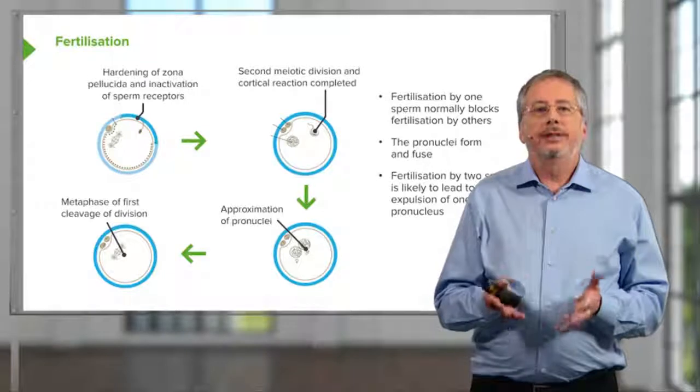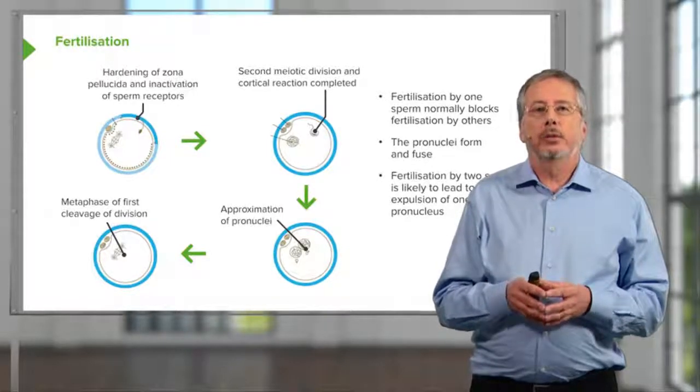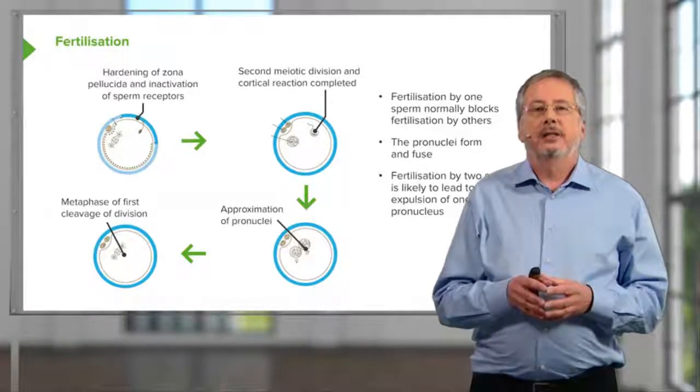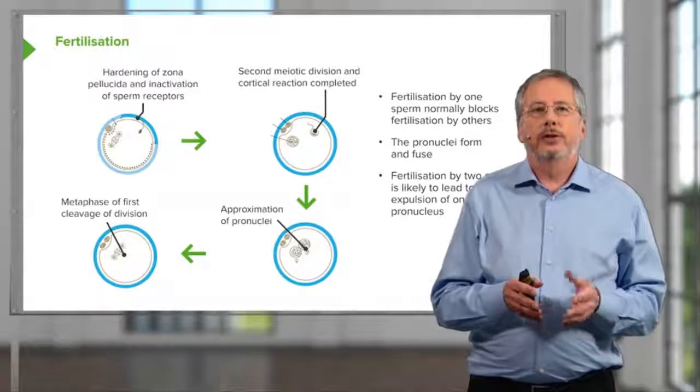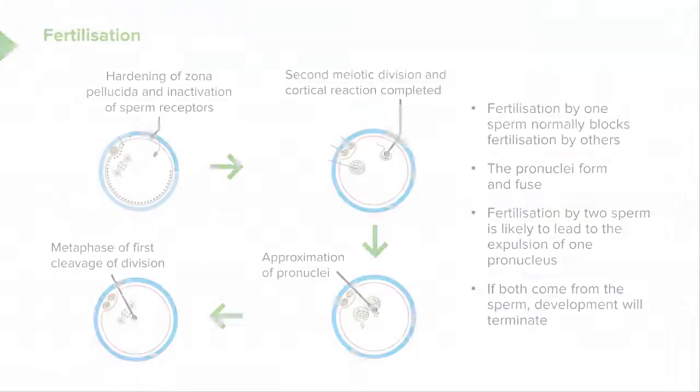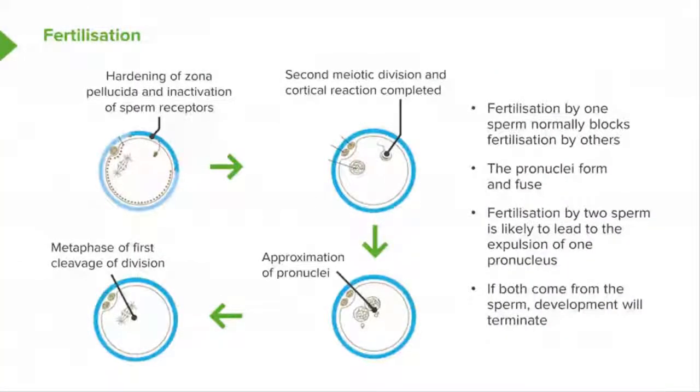And what will normally happen is that the egg will expel one set. And if the surviving set represent a sperm and an egg set, development will continue as normal. However, if the expelled set is the original maternal egg set, then development does not proceed as normal, and a variety of abnormalities can result.